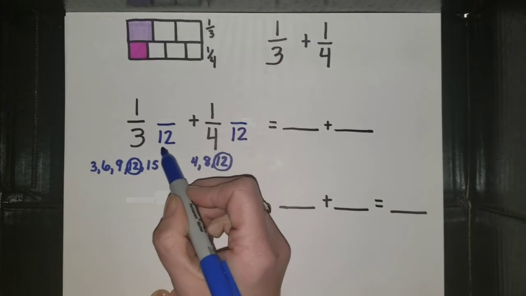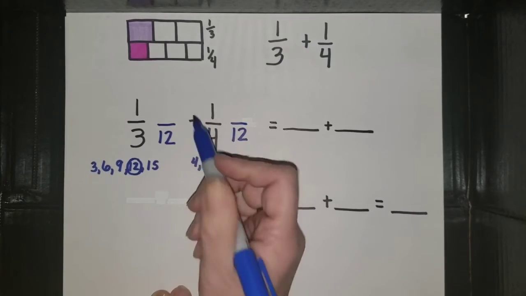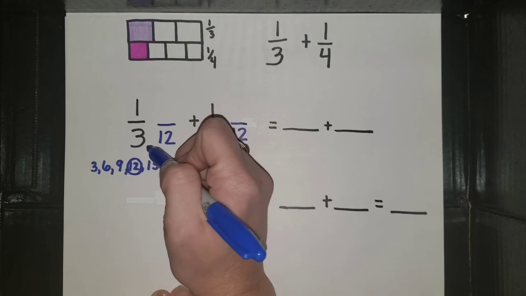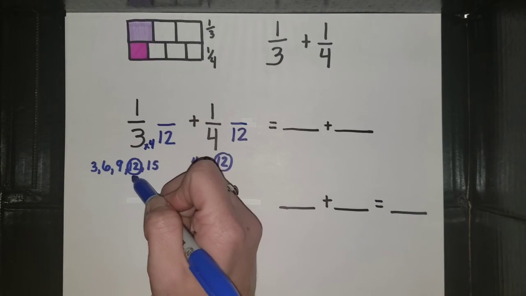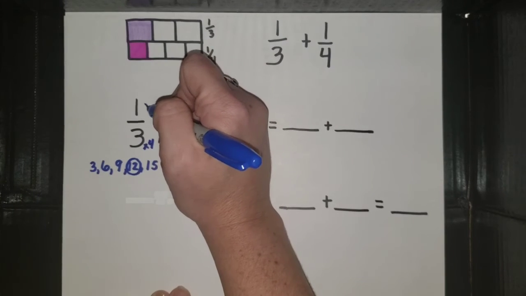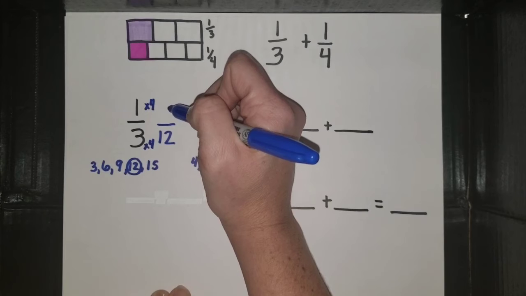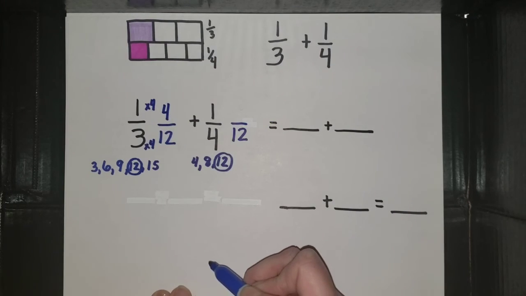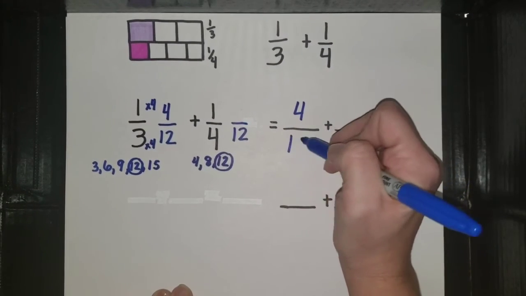So then I think to myself, looking just over here, we'll get to this side in a minute. 3 to 12. I need to multiply by 4. Remember? 1, 2, 3, 4. But I need to multiply my numerator by the same number. 1 times 4 is 4. Perfect. So 4/12. We're going to write that over here.